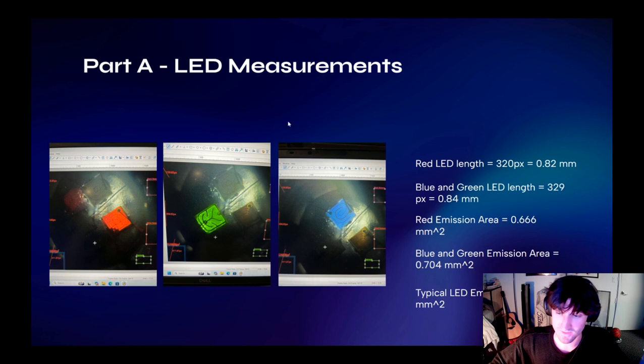For the LED measurements, we got a length for red of 0.82 millimeters, and for blue and green we got the same at about 0.84. Using that to calculate the emission area, we got 0.666 for red and 0.704 millimeters squared for blue and green, which you can't see here, but it is in the typical emission area for LEDs as well.